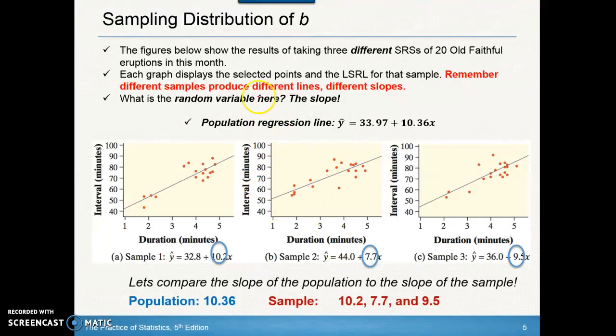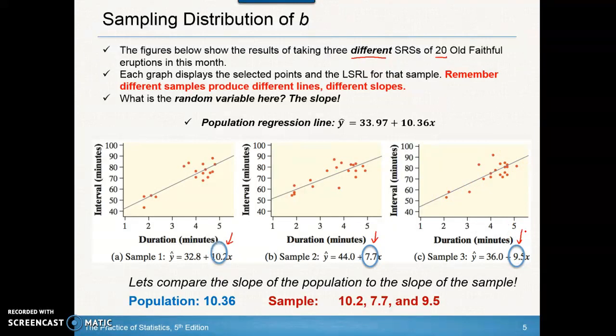The figures below show the results of taking different simple random samples of 20 Old Faithful eruptions this month. If you'll notice here, these are 20 eruptions from all 222. We drew the line and calculated the least squares regression line. Let's take a look at the slope. The slope of this one is going to be 10.2. Here's my second example. So this is 20 different samples. Notice my line looks a little bit different because they're different samples. My slope in this case is 7.7. This one I took 20 different samples, drew my least squares regression line, and this slope is a positive 9.5.